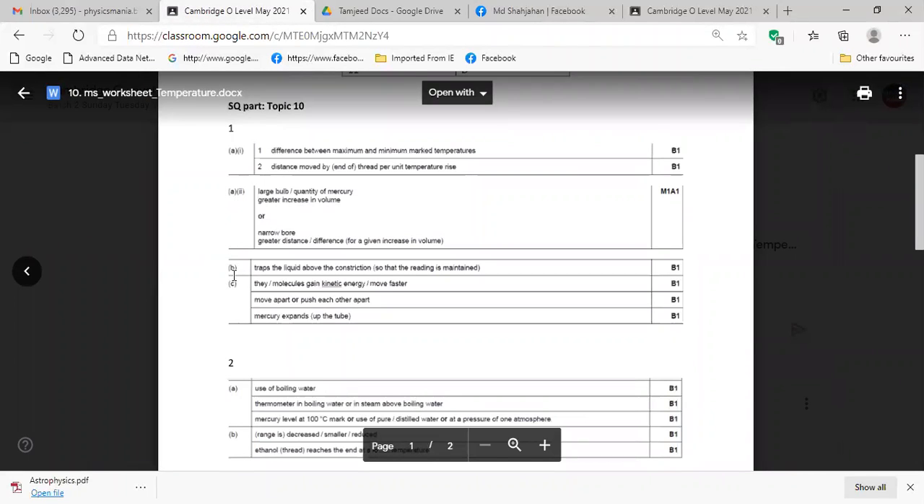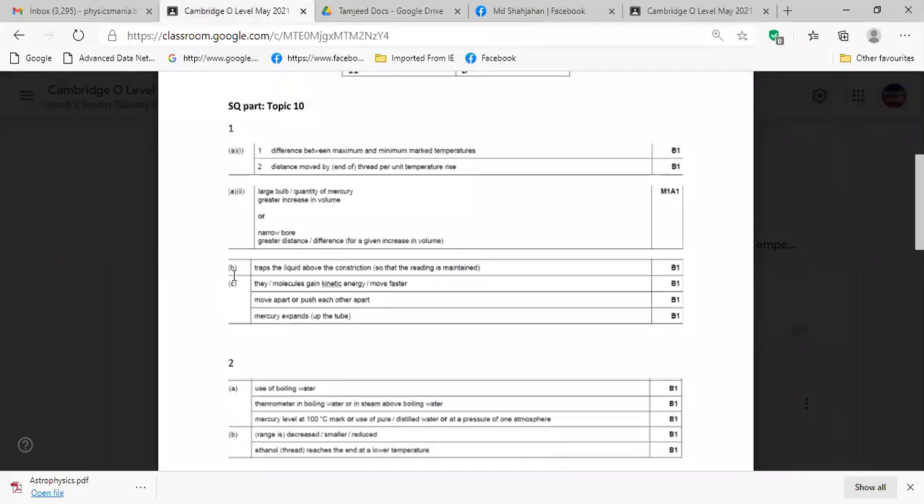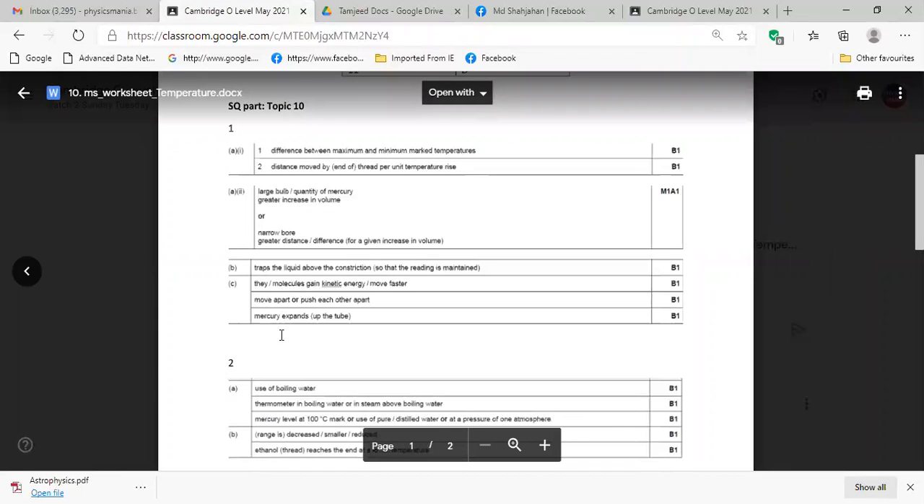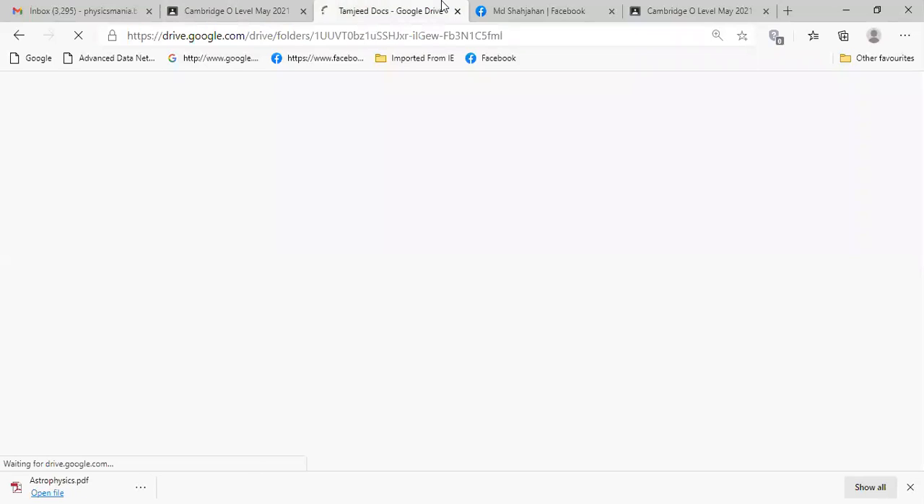So it's written here. Look, sir, look here. What is written here? Molecules gain kinetic energy. You wrote correct. Move far apart, what I said. Move apart. Then mercury expands. That means volume increases. Right? You got it? Should I tell you again?